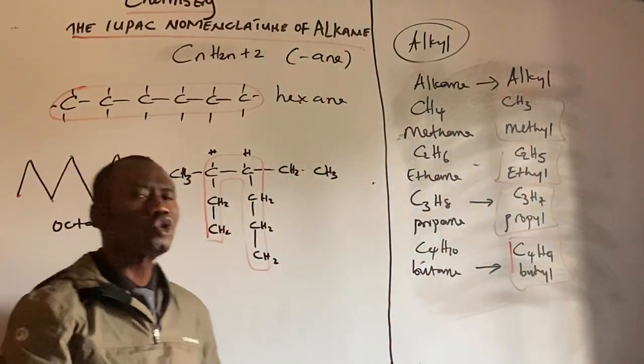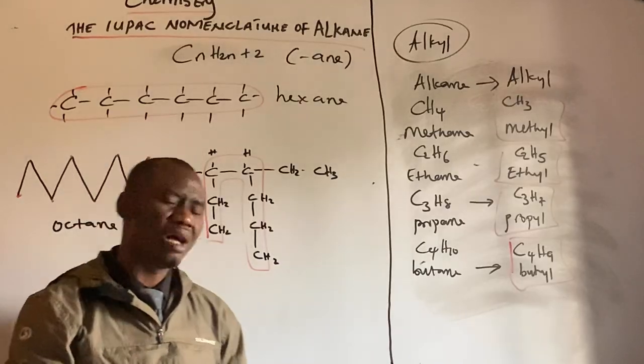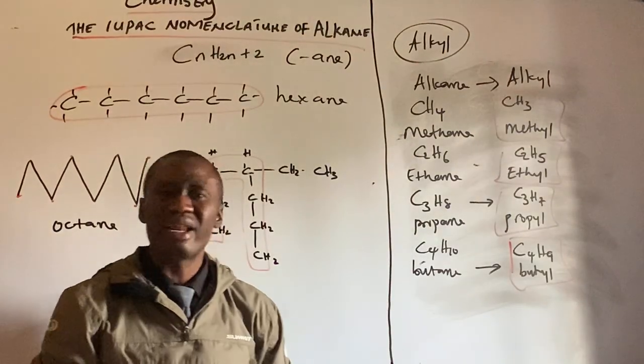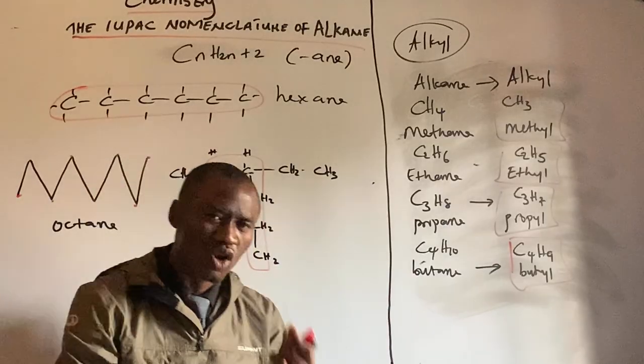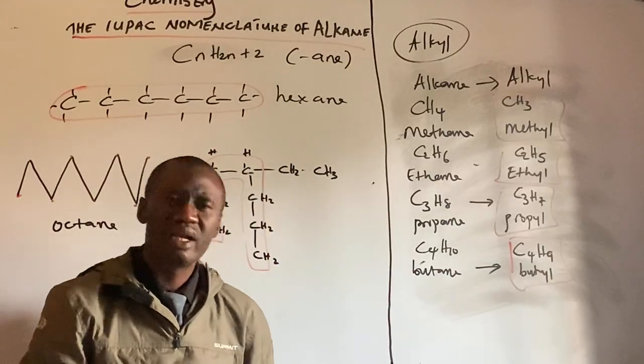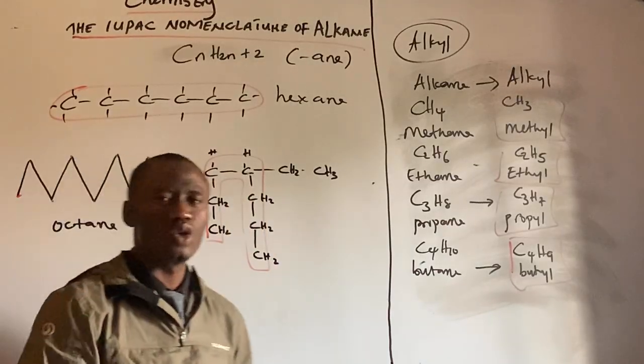Now, these substituents could be attached to any carbon atom of the longest chain. These are all organic substituents. And we have some inorganic substituents also: the fluorine, the chlorine, the bromine, the iodine. Those are the halogens in chemistry. They can also act as substituents.